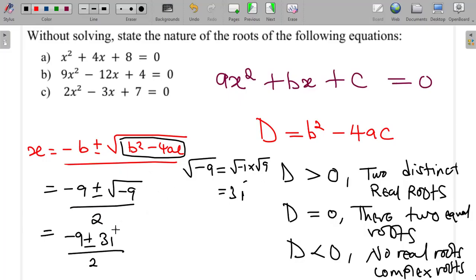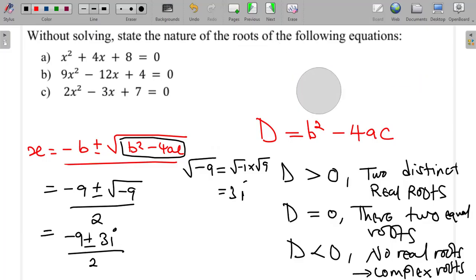So you can see that what we have now is a complex number, because this is a real number, the minus 9, and then I'll subtract an imaginary number. So the combination of a real number and an imaginary number gives me what we call a complex number. No wonder we are going to say there are no real roots, or we can say they are what? Complex roots.